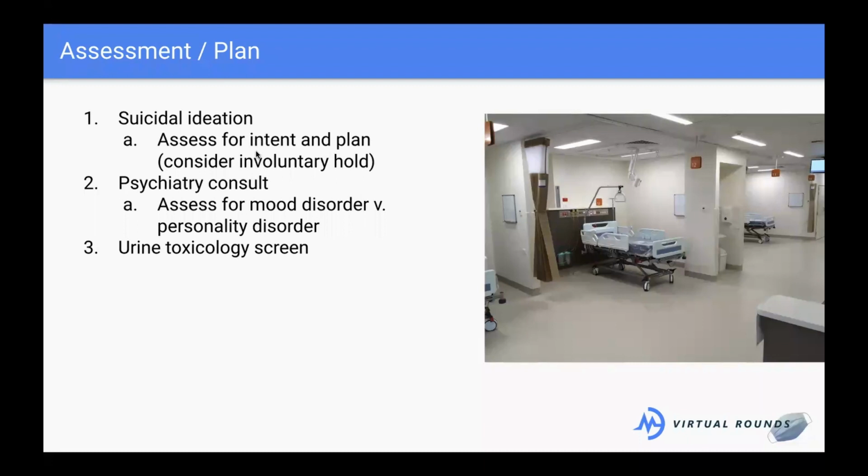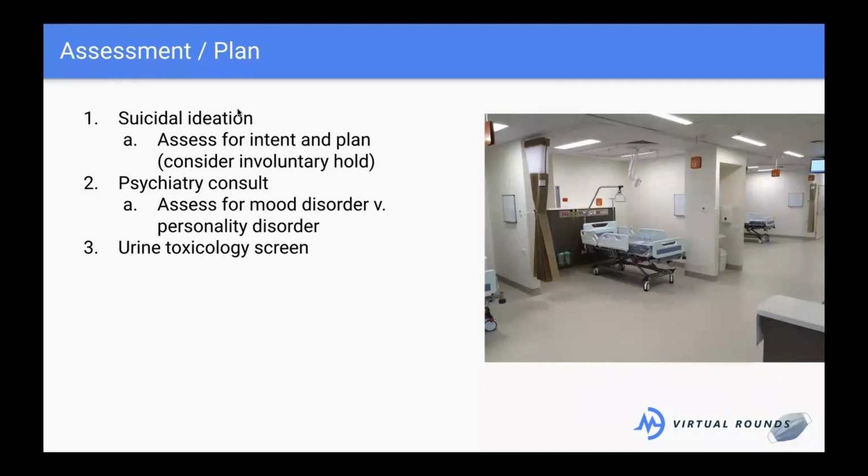Oftentimes we will involuntarily hold these patients. In Florida, we have what's called the Baker Act. It varies per state what it's called, but it basically is an involuntary holding of people who pose a threat to either themselves or others. We can involuntarily hold them in the hospital for up to 48 hours so that they can be assessed by a psychiatrist because they pose a threat.